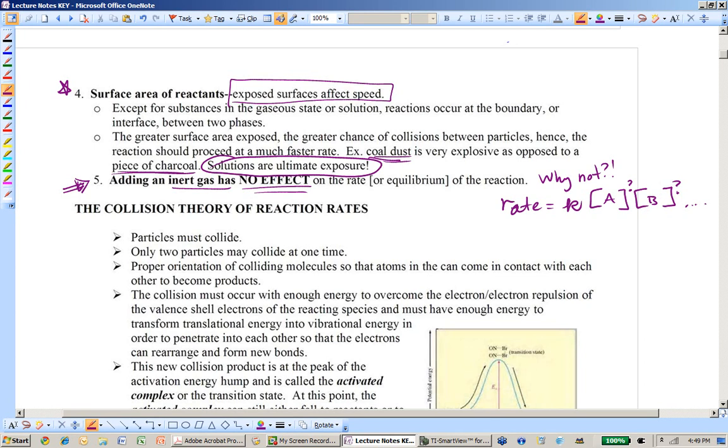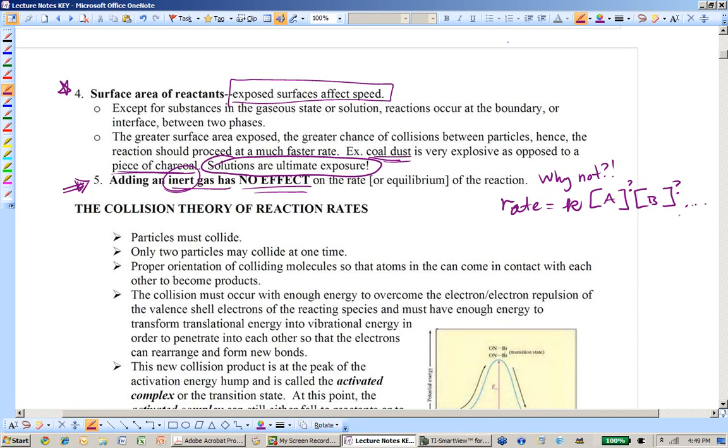So, point being, if I add anything into this mathematical equation, like an inert gas, it's not a reactant. It's inert. Inert, lump on a log, inert, does nothing, inert, has lots of inertia just sitting there. So it's not going to be in this math. If it's not in the math, it can't affect the rate. It's just as simple as that.